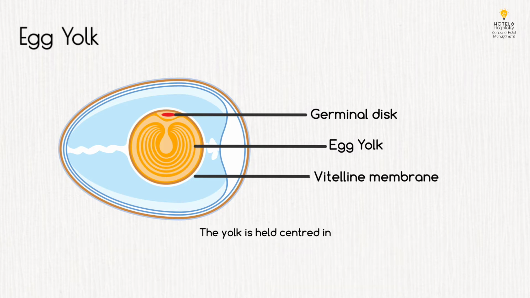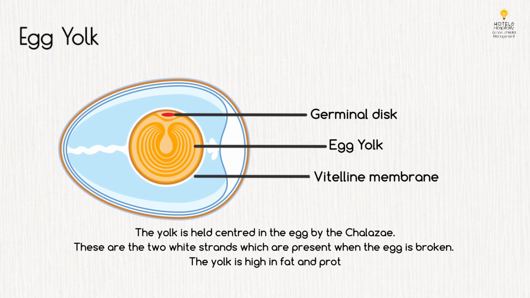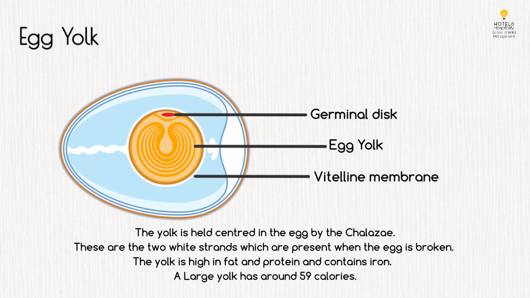The yolk is held centered in the egg by the chalazae, and these are the 2 white strands which are present when the egg is broken. The yolk is high in fat and protein and contains iron. A large yolk has around 59 calories. The yolk is valued for the richness and texture which it provides in both cooking and baking.